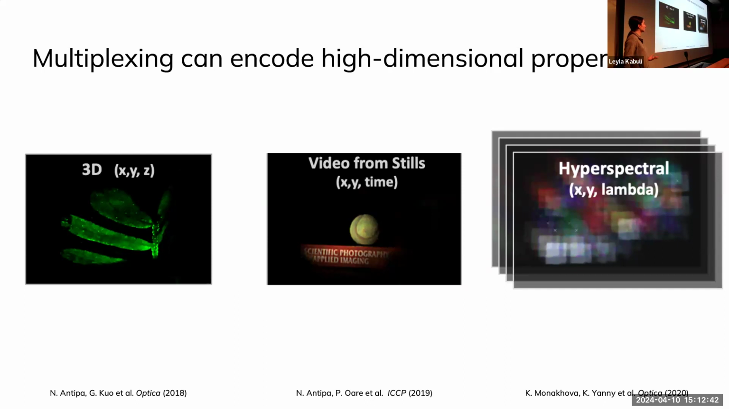We can also do video from stills. We've been able to do 4,000 frame per second video reconstructions from one capture by using the rolling shutter and this multiplexing scheme together. And what might be of interest to some people here today is our work in doing single shot hyperspectral imaging. We can take a single image using one of our diffuser encoders and get an entire hyperspectral data cube out from that single shot.